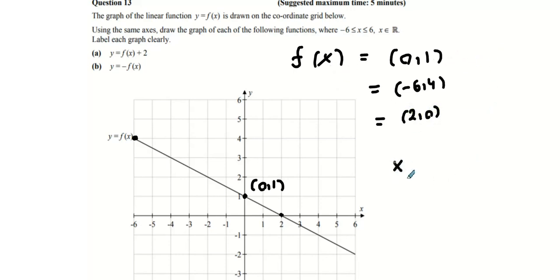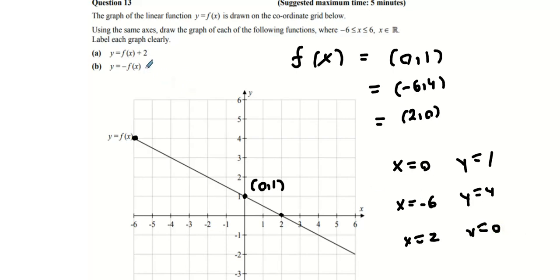So when the x value is 0, the y value is 1. When the x value is -6, the y value is 4. And when the x value is 2, the y value is 0. What the first one wants to do is it says the y value is still the y value in the f of x, but it wants you to add on an extra 2. So in this case, it's no longer going to be 0, 1. It's going to be 0, 3.